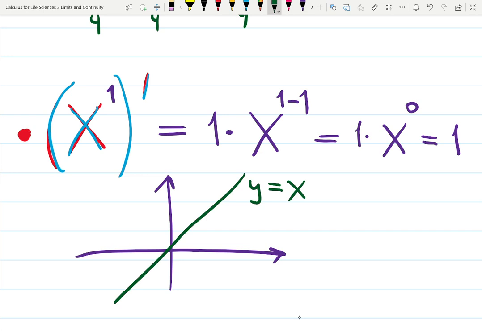It's exactly the line that goes diagonally, like so, from the first quadrant to the third quadrant. How steep is this hike? It's exactly 1 steep. So the derivative is 1. Increasing is positive, and it's exactly steepness 1. That is also the way to see it.